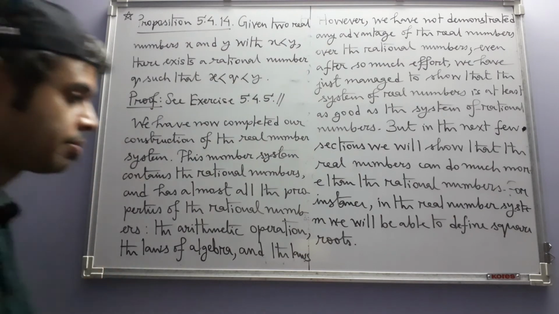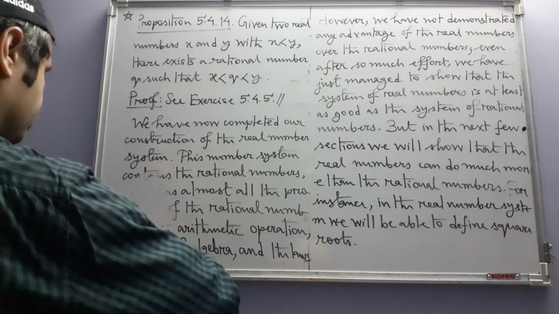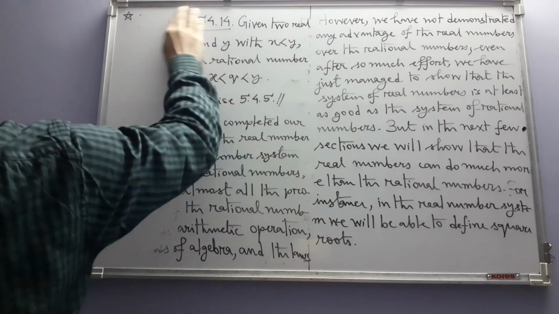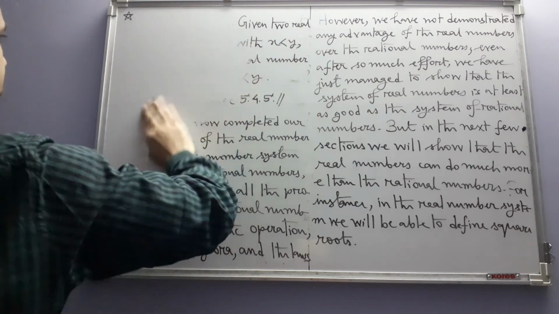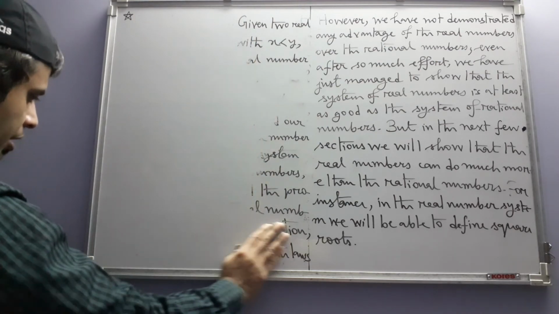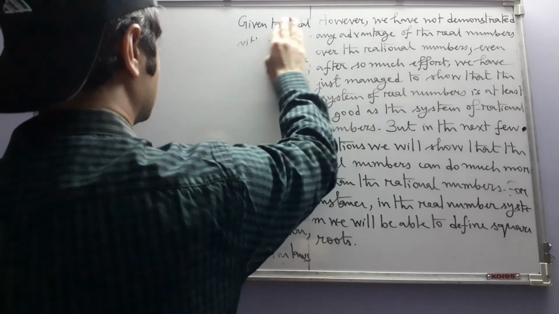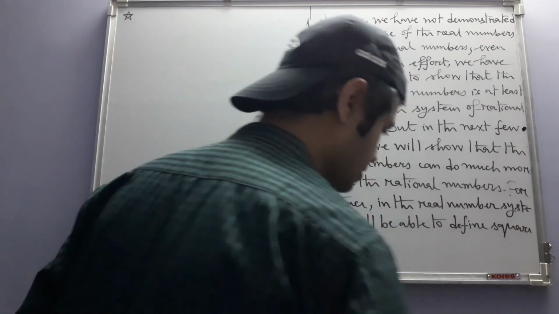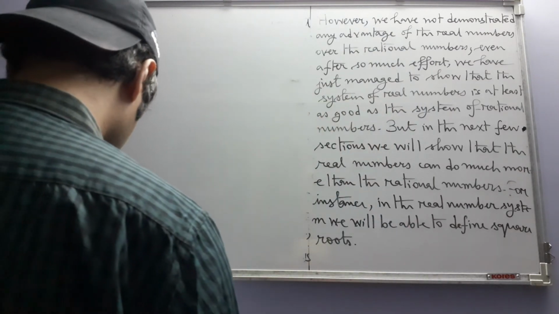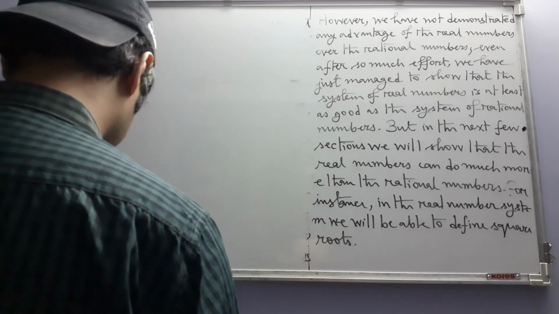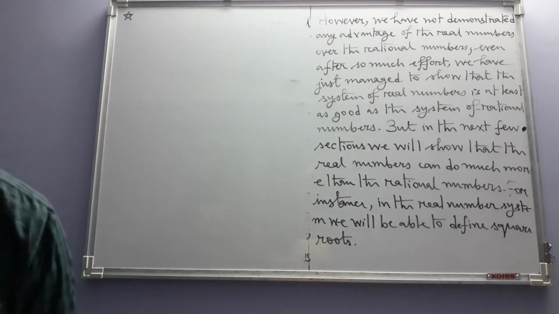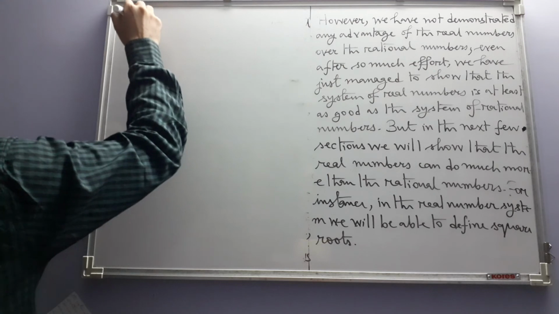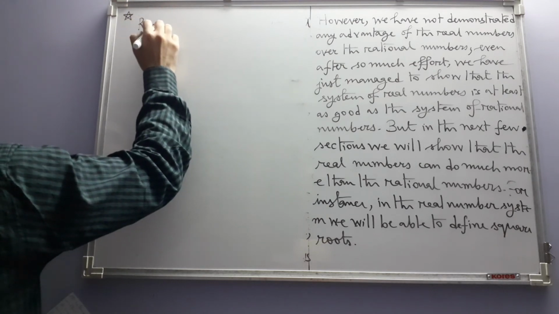And finally, there is a remark about something which we have neglected from the very beginning. We will come to that, and it's the fact that the real numbers can be expressed using the decimal system. So this is the last remark. So let's see this remark and end the video here.